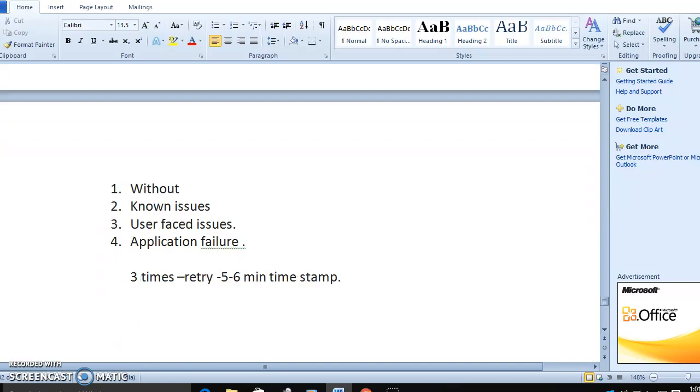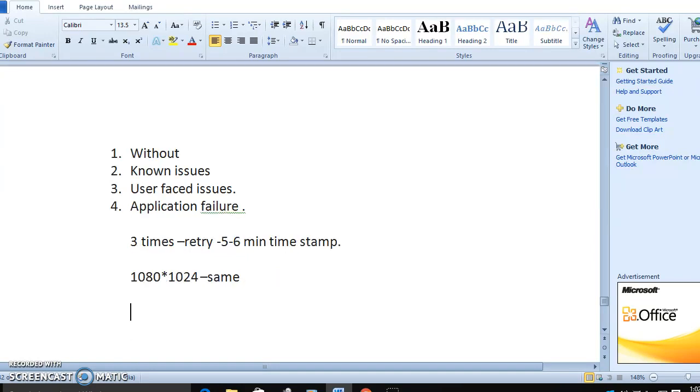So what are the other known issues or user faced issues? Suppose you are running on a machine that has a resolution of 1080 × 1020. The same resolution must be available on the bot running machine. This is a known issue. If the resolution changes, the bot behavior will change. So that is a known issue.